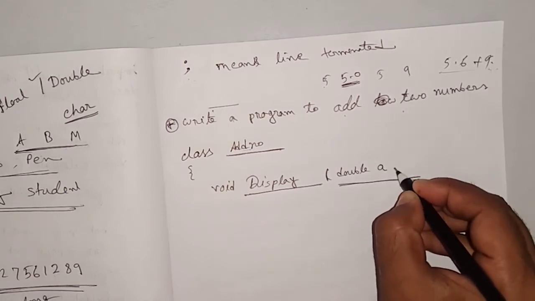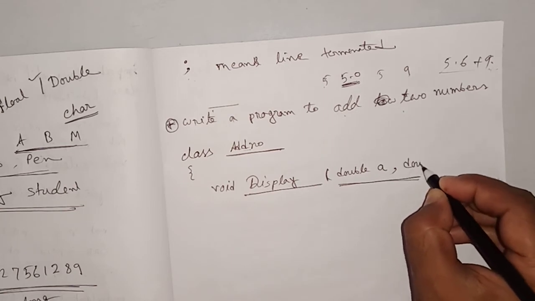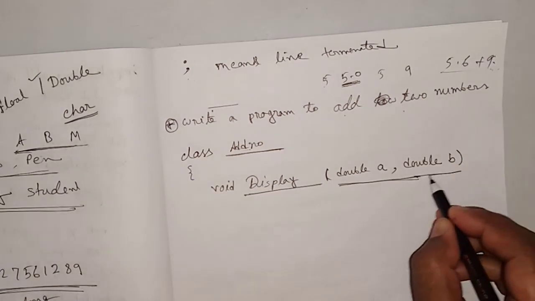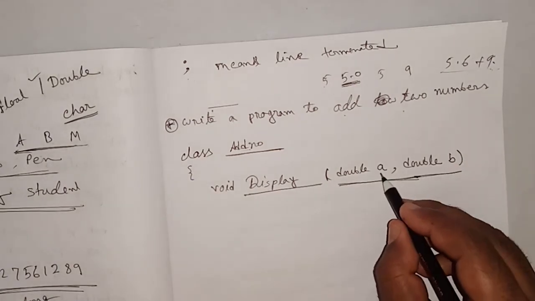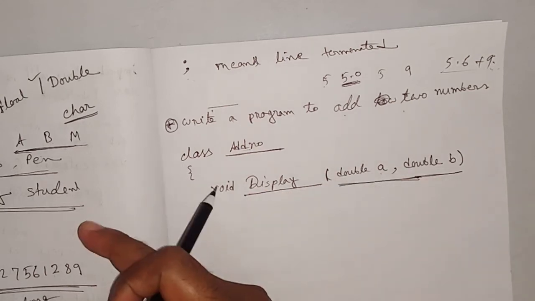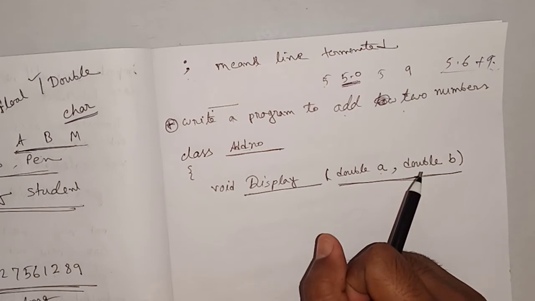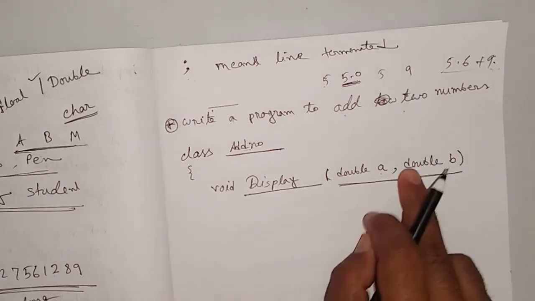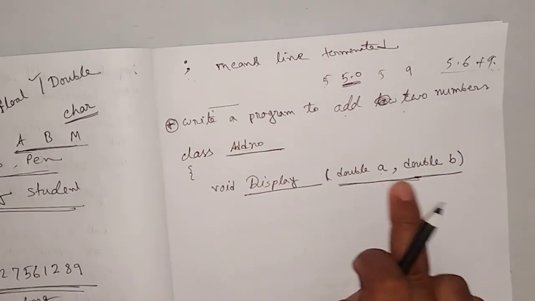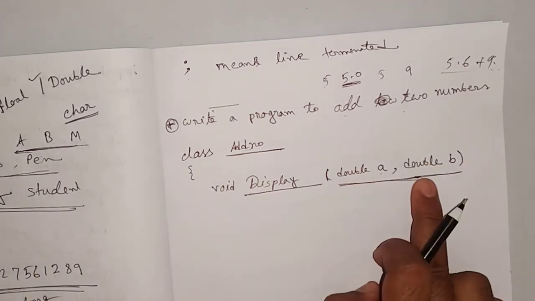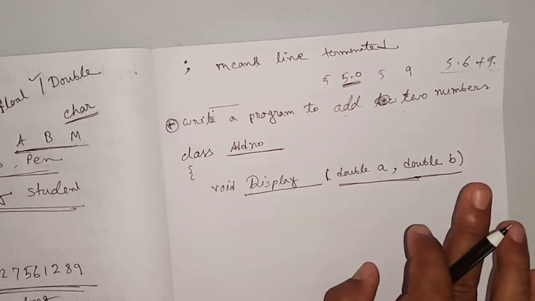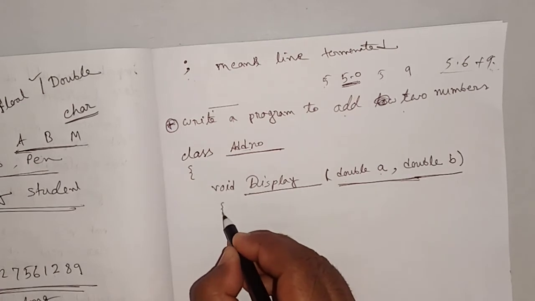a, comma, double b. So double a and double b are your choice. These are the names, and this is the type which you learned on the previous page a few minutes ago, right? So I will explain it again. You add two numbers, so for two numbers you're taking two types and two variable names, a and b. Clear? Then the second bracket opens.